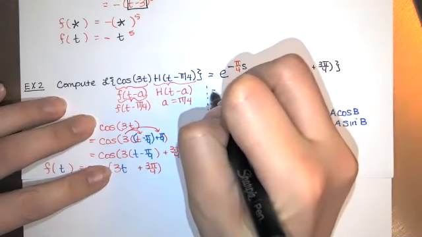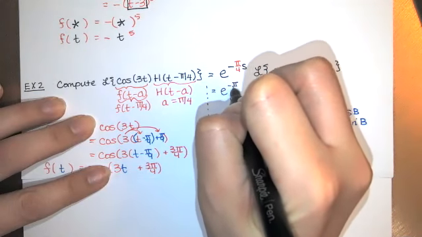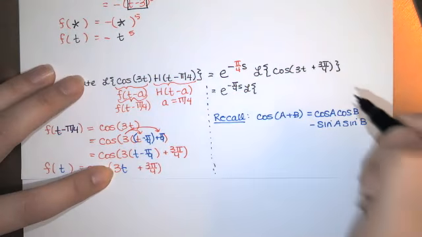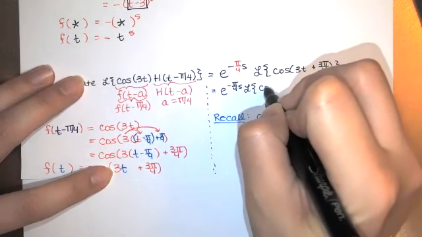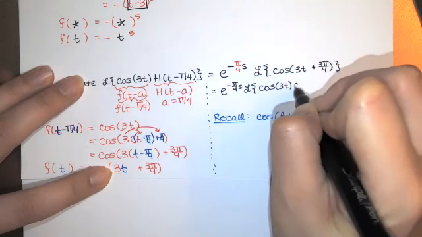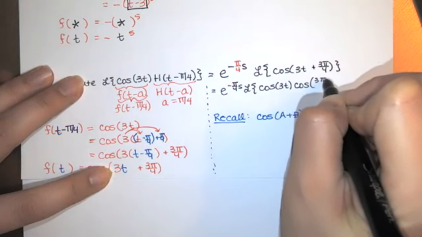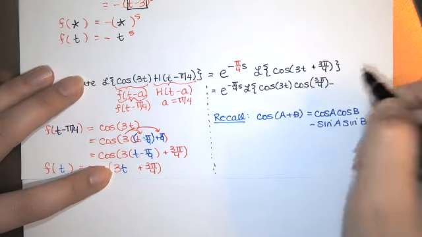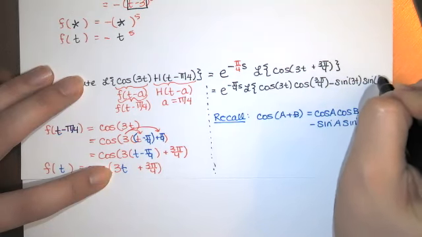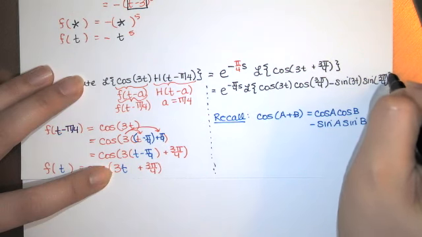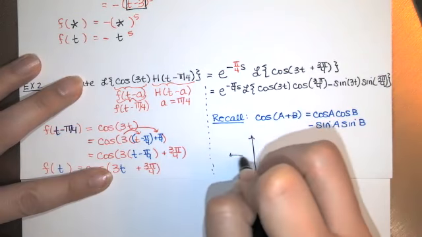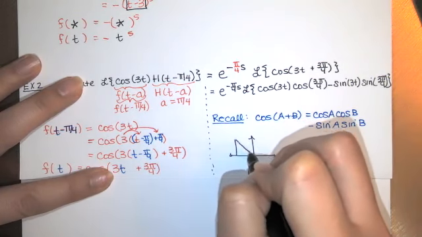So we'll have this. We have e to the negative as times the Laplace transform of what? Well, it's going to be cosine of 3t, if this is my a and that's my b, times cosine of 3 pi over 4 minus sine of 3t times sine of 3 pi over 4. And you can get out your unit circle if you want to. I prefer to just draw a triangle over here in quadrant 2.